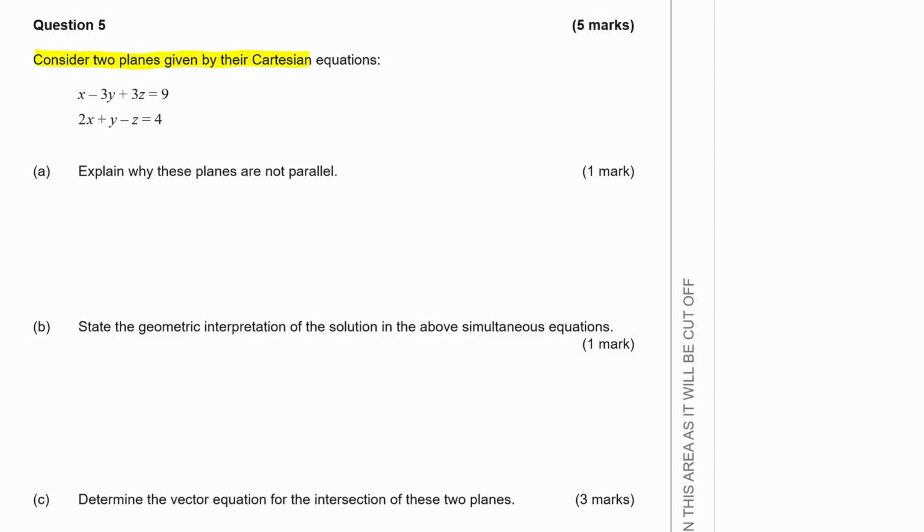Consider two planes given by their Cartesian equations. Explain why these planes are not parallel. Well, the first normal we can see is (1, -3, 3), just reading the coefficients. And the second normal is (2, 1, -1).